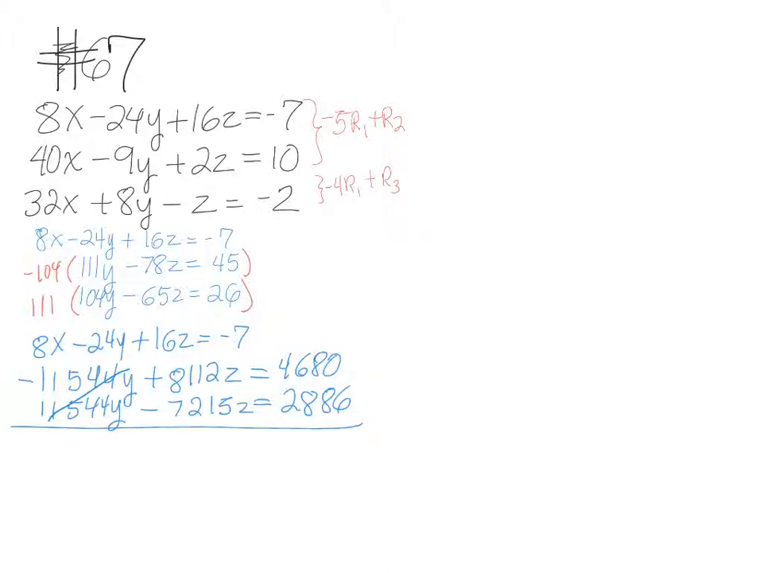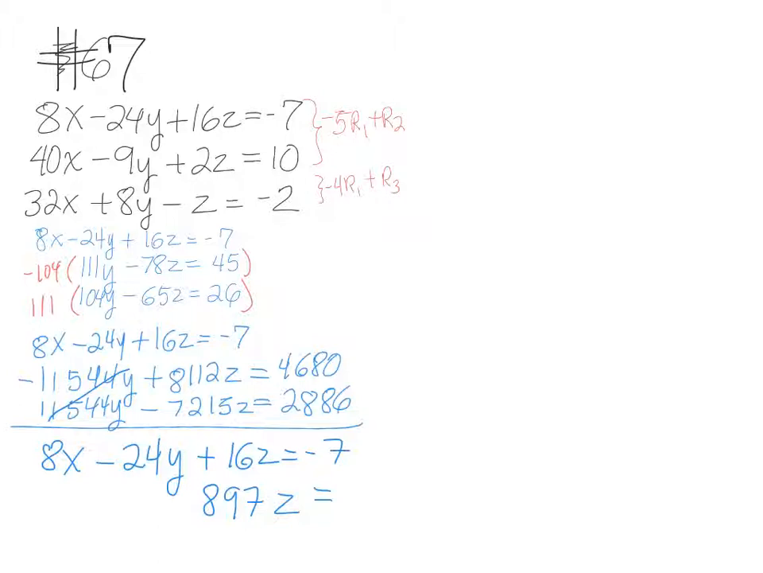And now we're going to have, let me rewrite it. That's going to be 8x minus 24y plus 16z equals negative 7. So with that, we cancel out those. So then when we combine the other two, that's going to be 8,112 minus 7,215. I got 897z.